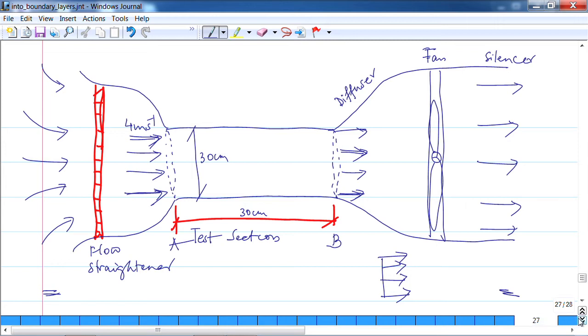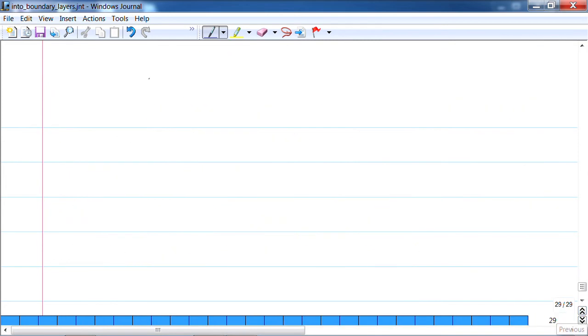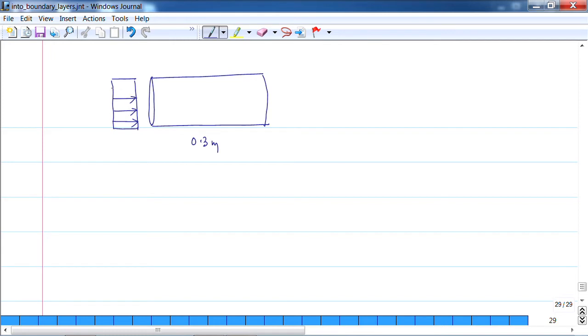Nearly uniform. So, basically, if we break this down, say we have a pipe like that. This is essentially my test section, and this is 30 centimeters. So, this is 0.3 meters and this diameter is 0.3 meters, and what I have here is nearly uniform flow which is coming in, and this is 4 meters per second, right. This is 4 meters per second.